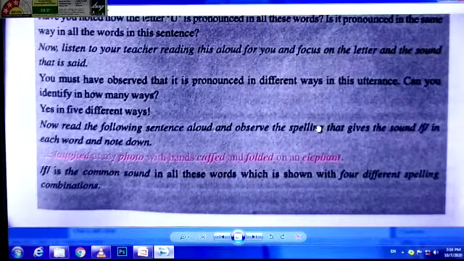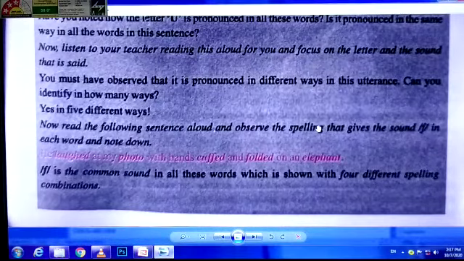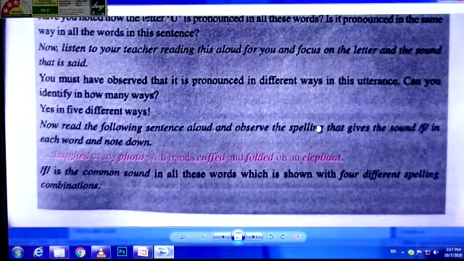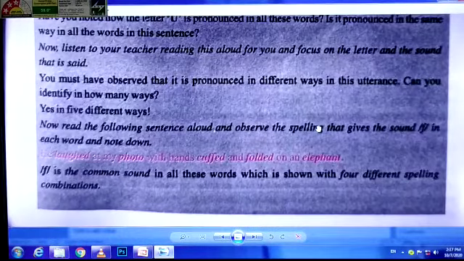Fa is the common sound in all these words, which is shown with 4 different spelling combinations. See here, L-A-U-G-H. Though it is G-H, it is pronounced fa. In my photo, P-H is pronounced as fa. With hands cuffed, C-U-F-F, it is pronounced F, fa. And folded, F-O-L-D-E-D, F, fa sound again. On an elephant, E-L-E-P-H-A-N-T, elephant, P-H also as fa sound.